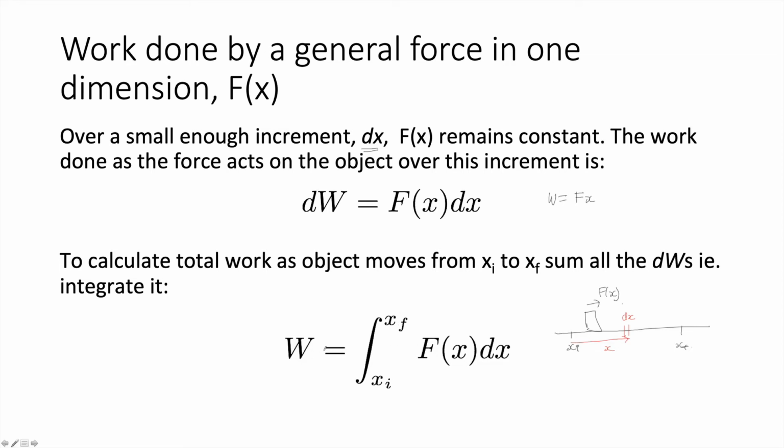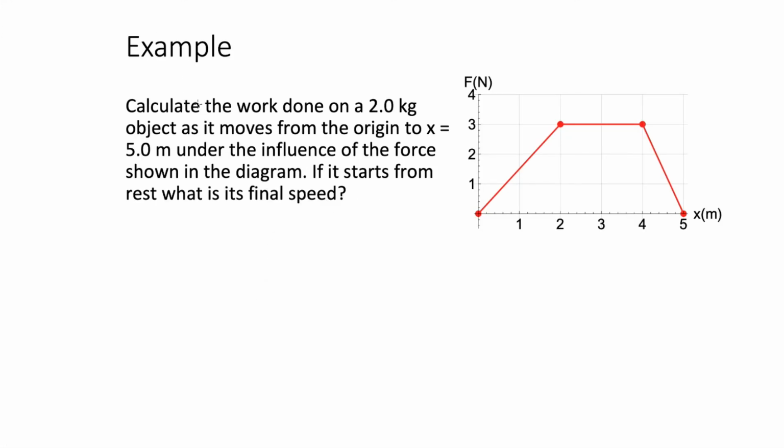So solving this integral will give us the total work done as we traverse this path under the influence of this force here. So here's an example problem. Calculate the work done on a 2 kilogram object as it moves from the origin to x equals 5 meters under the influence of the force shown in the diagram. If it starts from rest, what is its final speed?